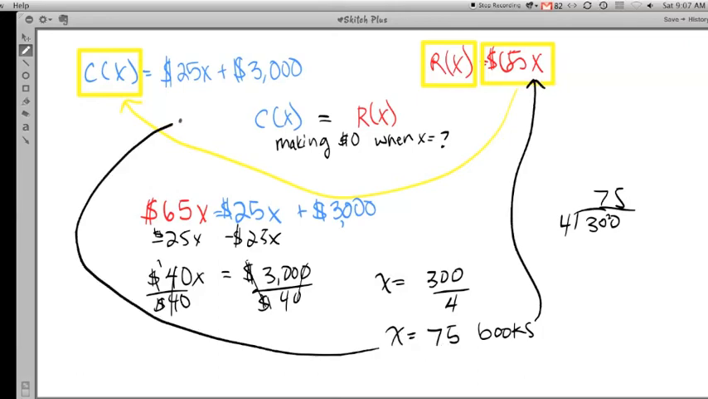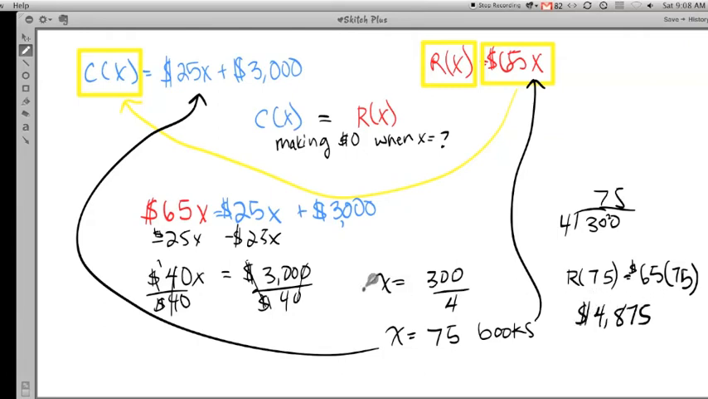And I can actually find out the dollar amount for both my revenue and my cost by putting 75 in there. If I put 75 in my r of x, it's going to equal my 75 in c of x, because that's what I did. I set them equal. So I only need one of these equations. So r of 75 equals $65 times 75. And when I go ahead and do the multiplication, I have r of 75 is equal to $4,875.